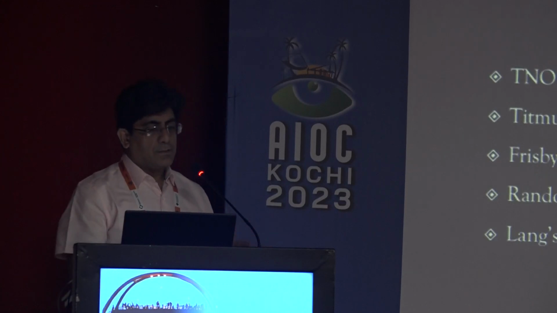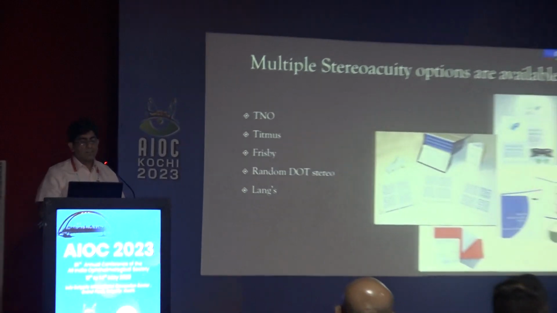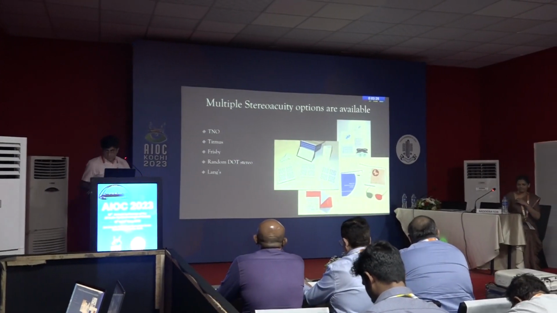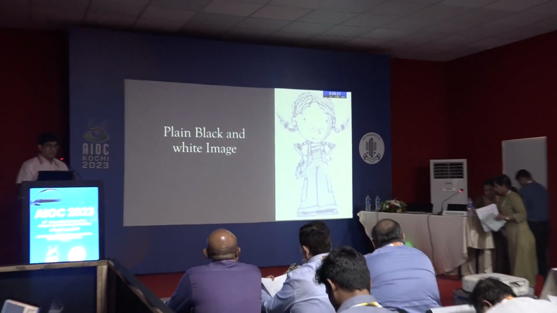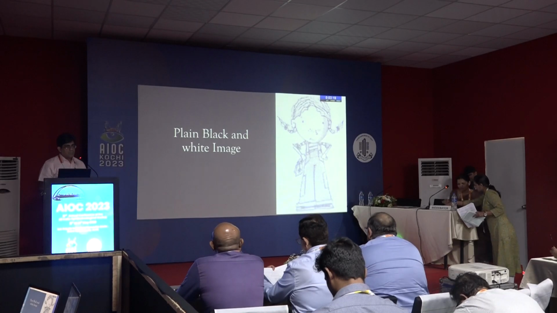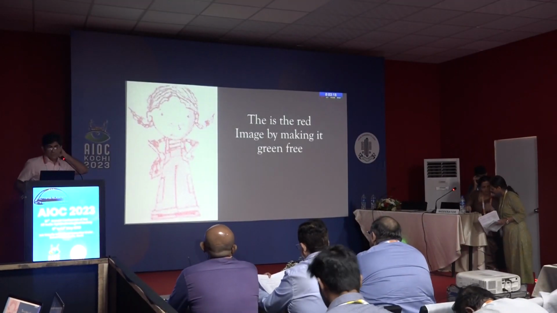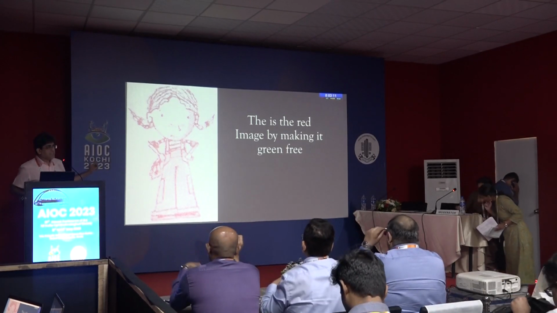So we all know what stereo acuity is. Most of us are familiar with the type of stereo acuity tests available. TNO is the Netherlands organization, Titmus, Frisbee, Red Dot, and Langs. So what we have to do basically here is take a simple plain black and white image. If the judges can use their red and green glasses, they will be able to see an image. Now this has been made green free.